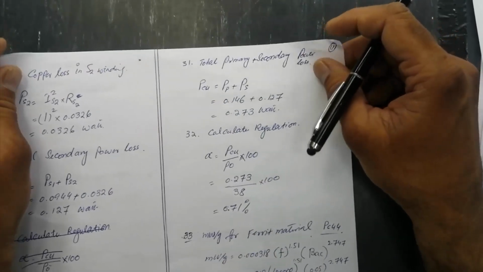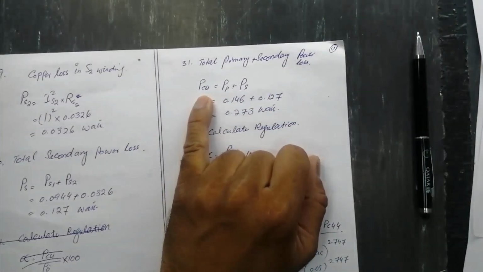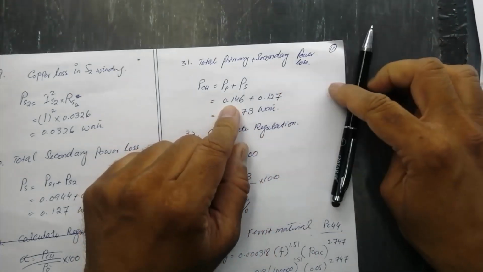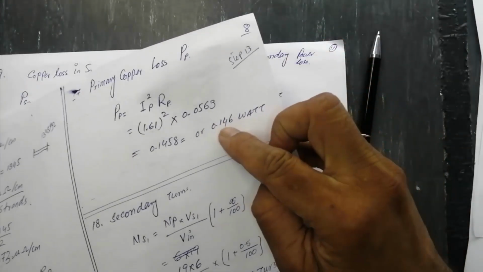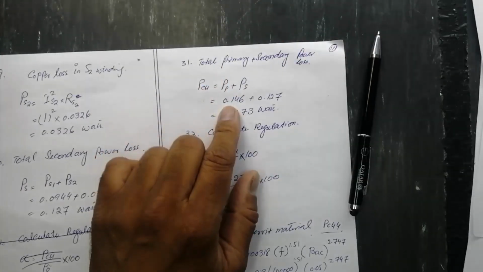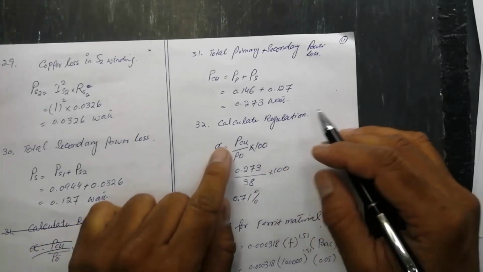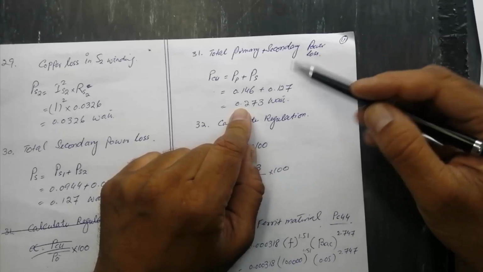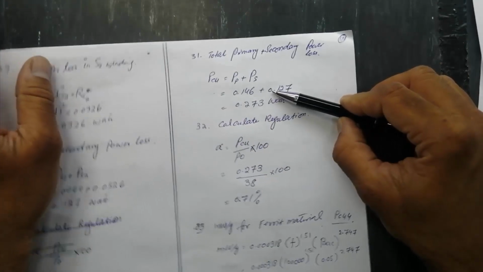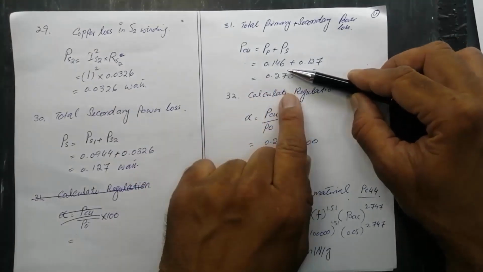Now we can calculate the primary and secondary power loss. PCU, the total copper loss. In the primary we calculated the power loss is 0.146 watt. And in the secondary we have a loss of 0.127. So our total loss in the copper winding is 0.273. And if we use some other winding material, then this winding loss will increase.